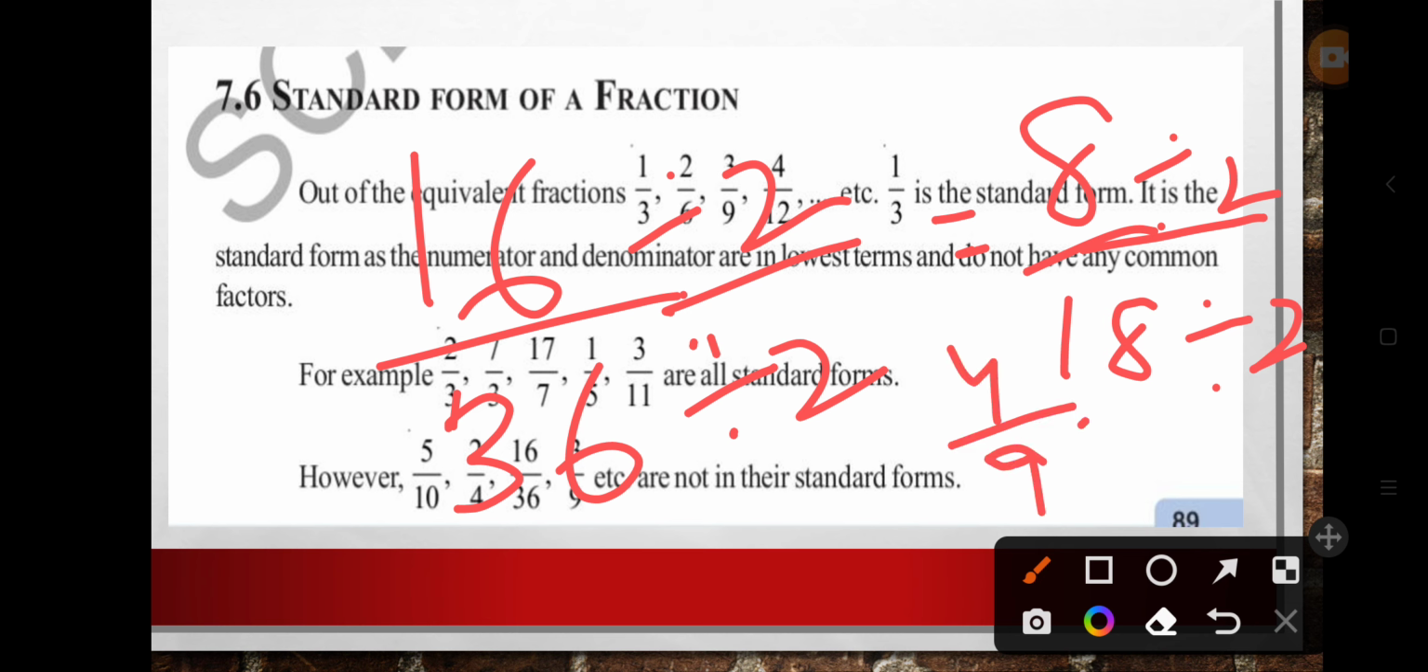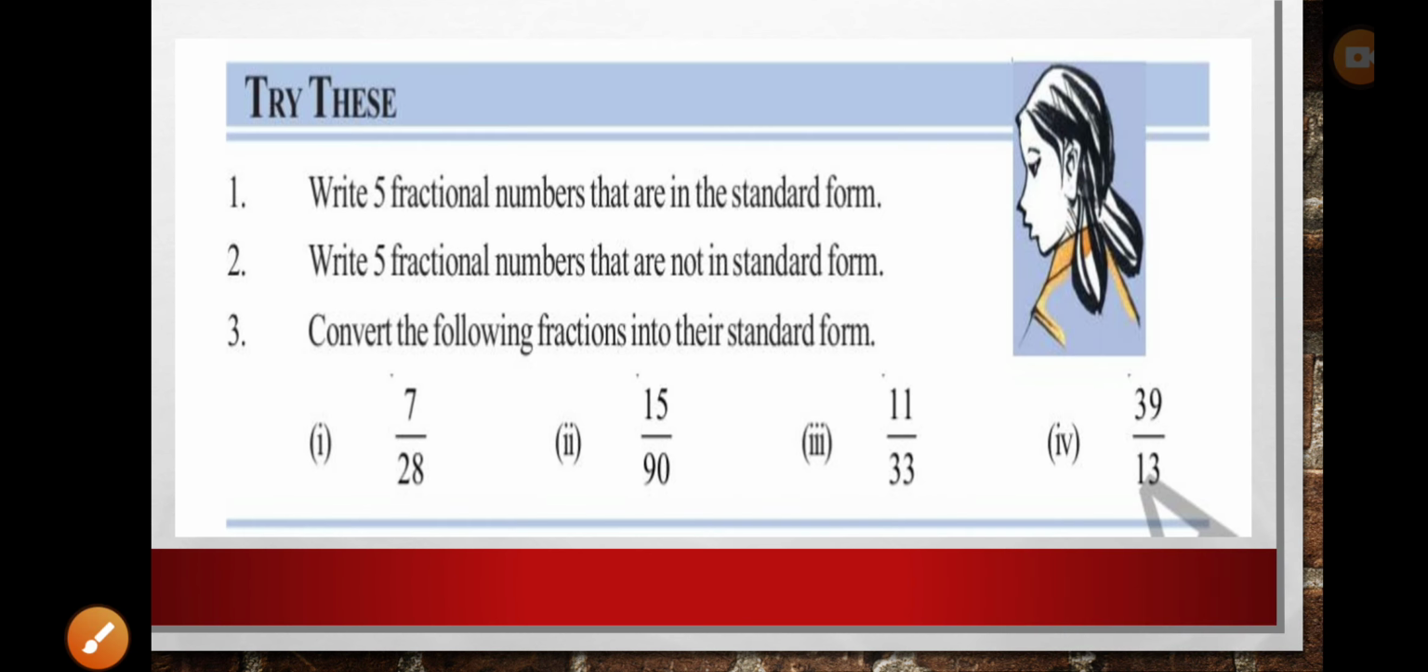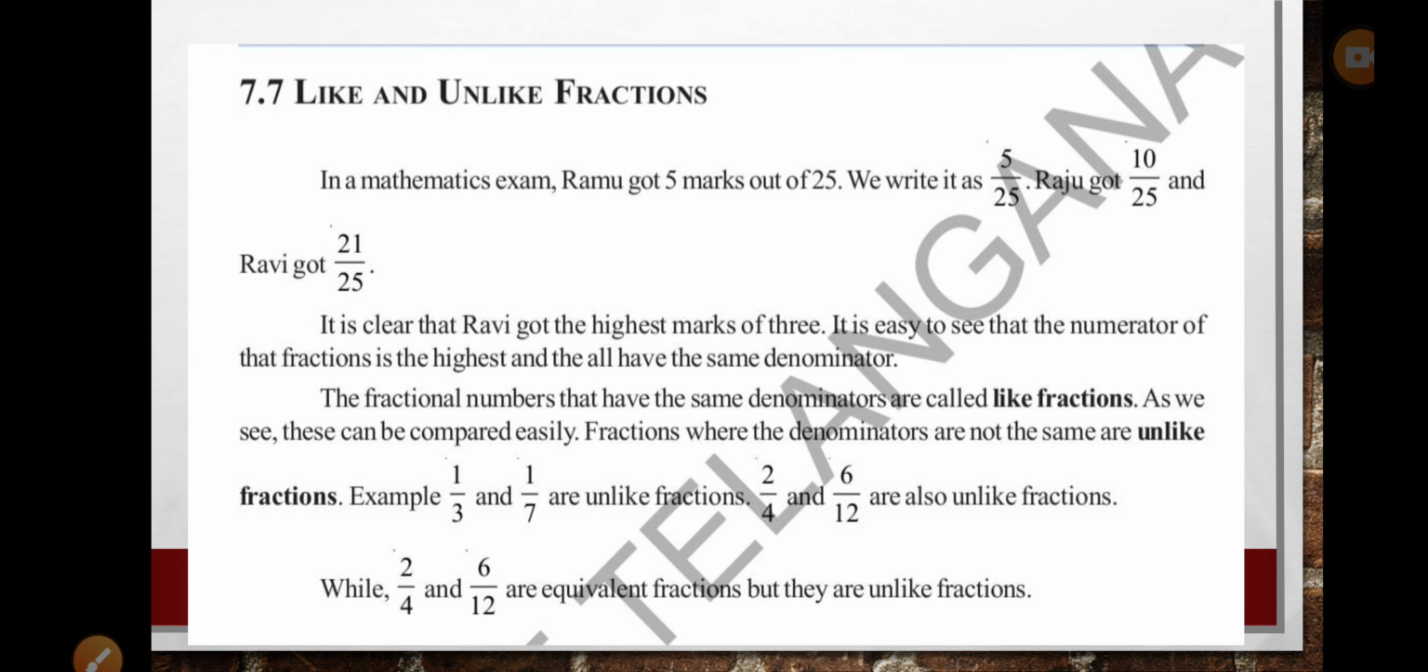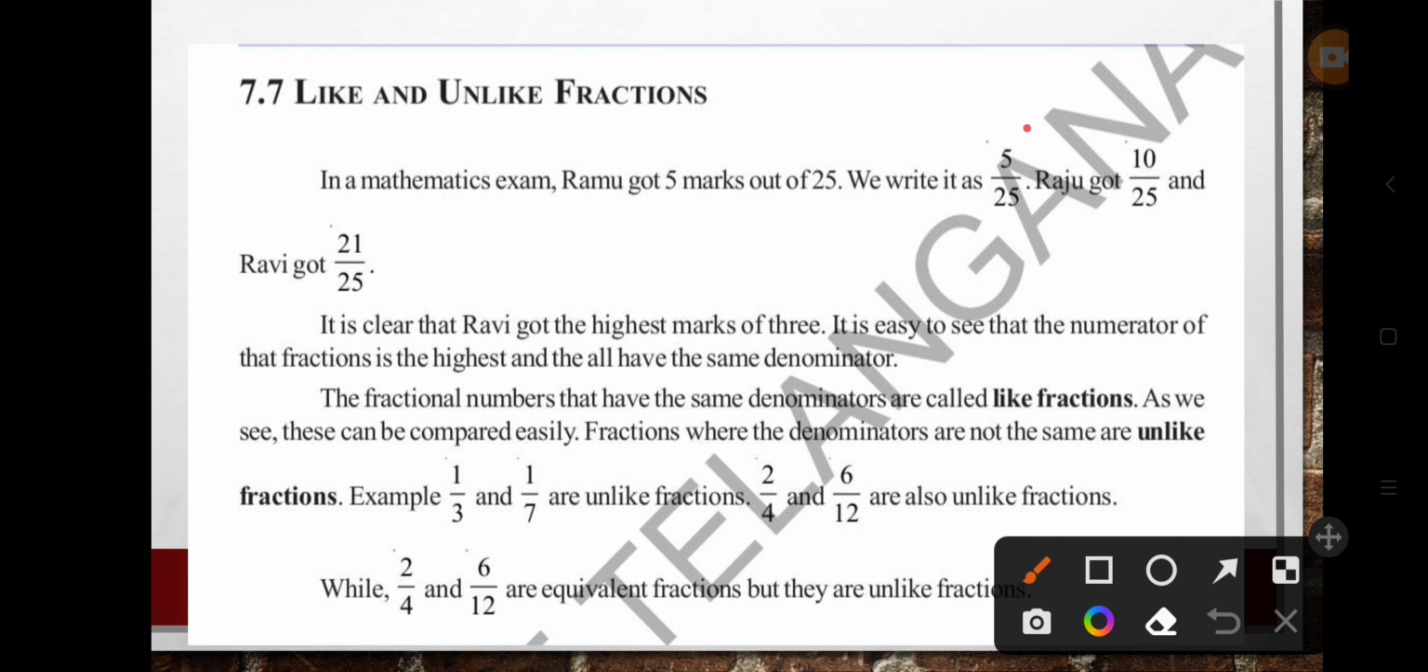So like that we have to write the standard form of the fraction. So write any 5 fractions in the standard form, he said. So like and unlike fractions. In the mathematics Ramu got 5 out of 25. Right, it is 5/25. You know that. If the marks are, how to write the marks, you know that. So that's why we will write it as 5/25, 10/25, 21/25.